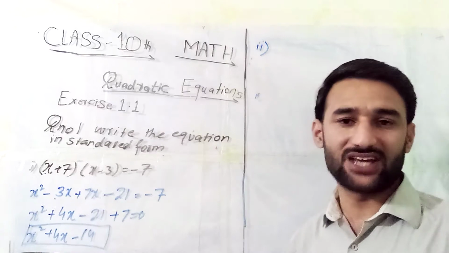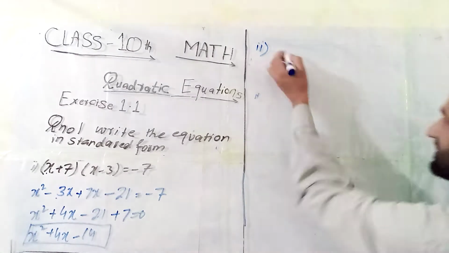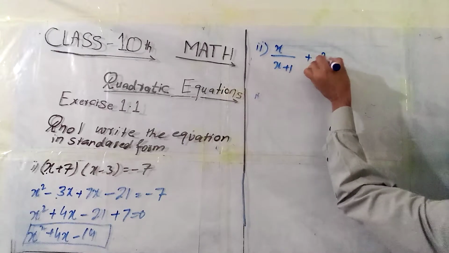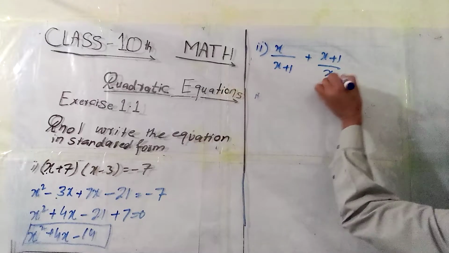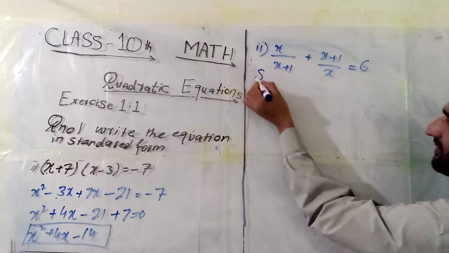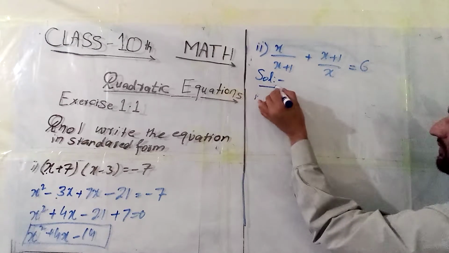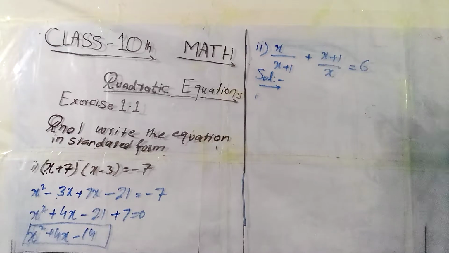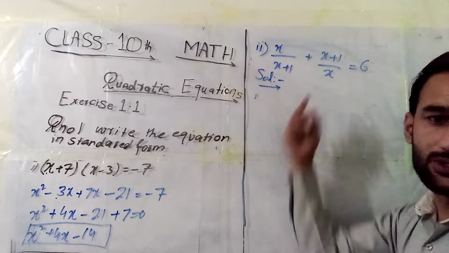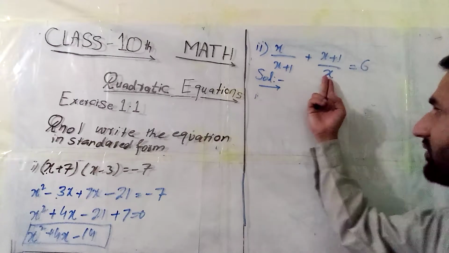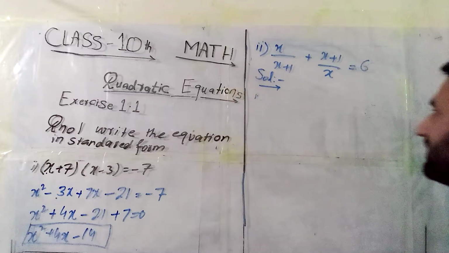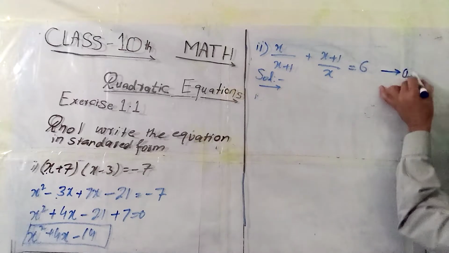How you can create the generalized form of a quadratic equation. Question second is x divided by x plus 1 plus x plus 1 divided by x is equal to 6. So the solution here, we can try to solve. Here you can notice that the denominator has a variable. There are two ways. The simple way, you can multiply both terms, or you can say simple LCM. Let's suppose this is equation number 1.